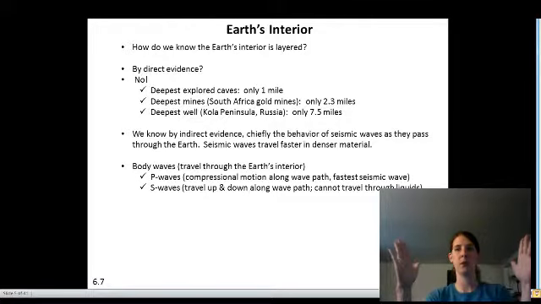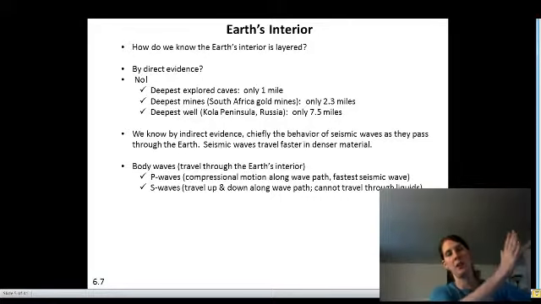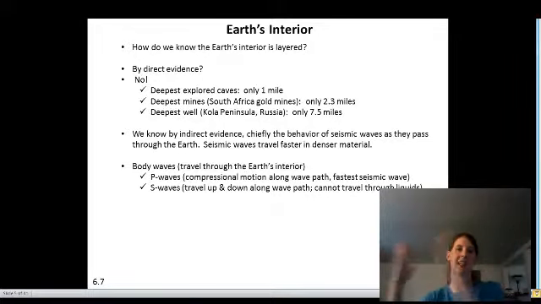So compressional, we're talking about a wave will compress like this and then bounce forward, and compress like this and bounce forward. And I don't think you can see my hands anymore. But so you get it. It's like if you pushed together a slinky and then let it go, and it would bounce apart, right? S waves travel up and down along a wave path and cannot travel through liquids.